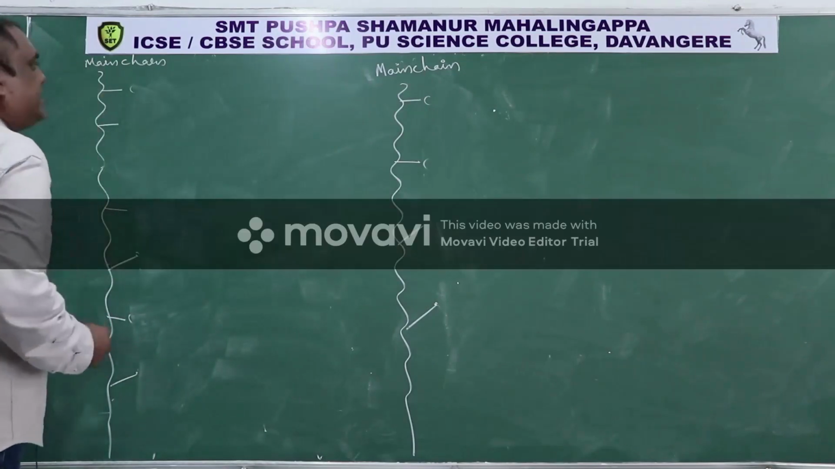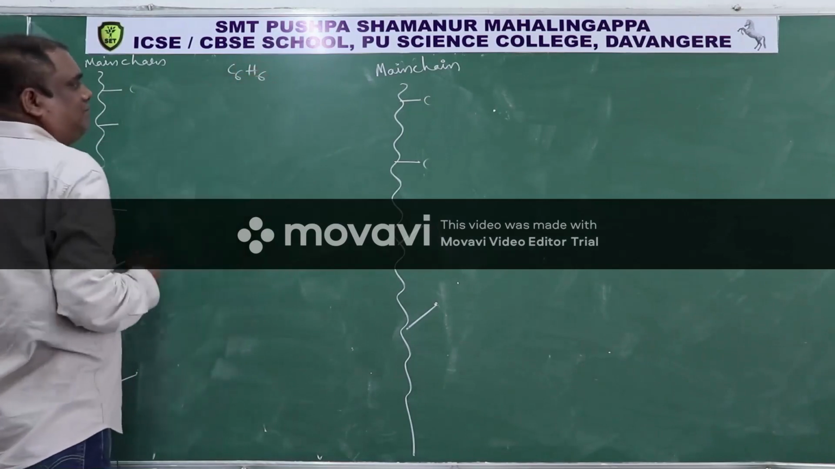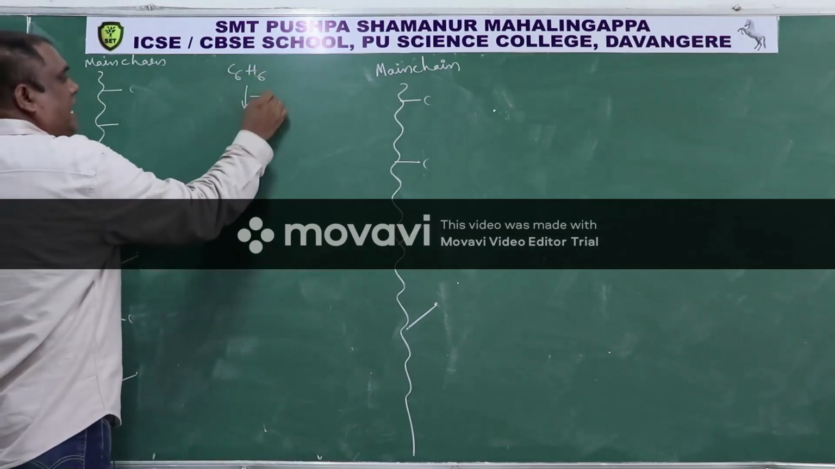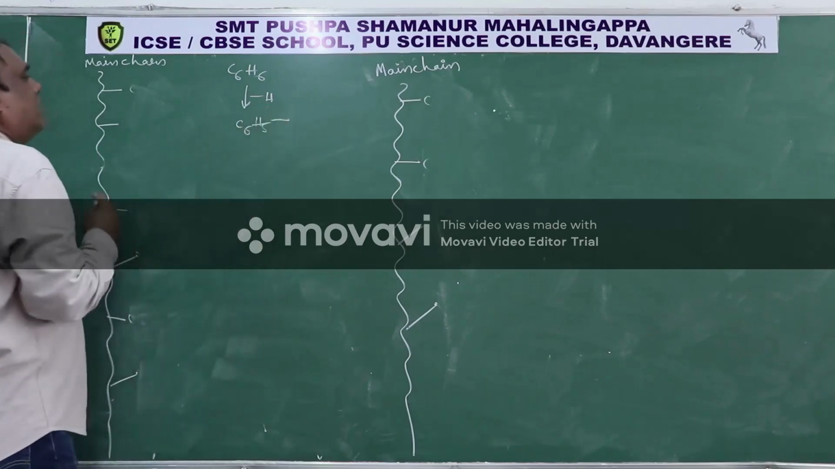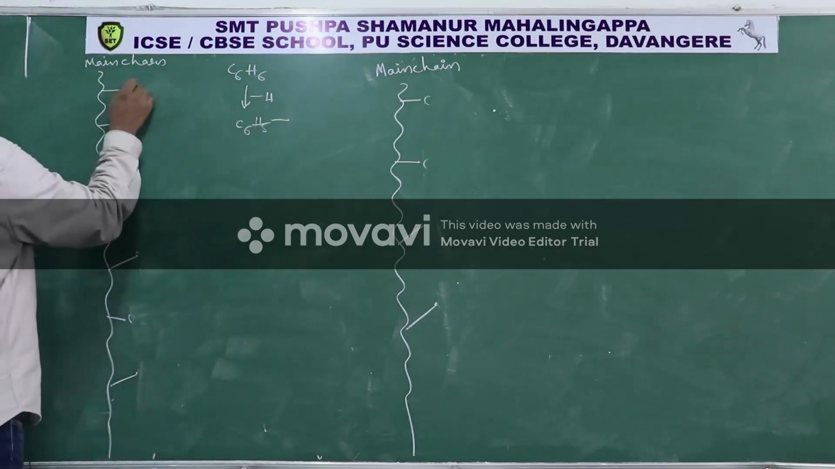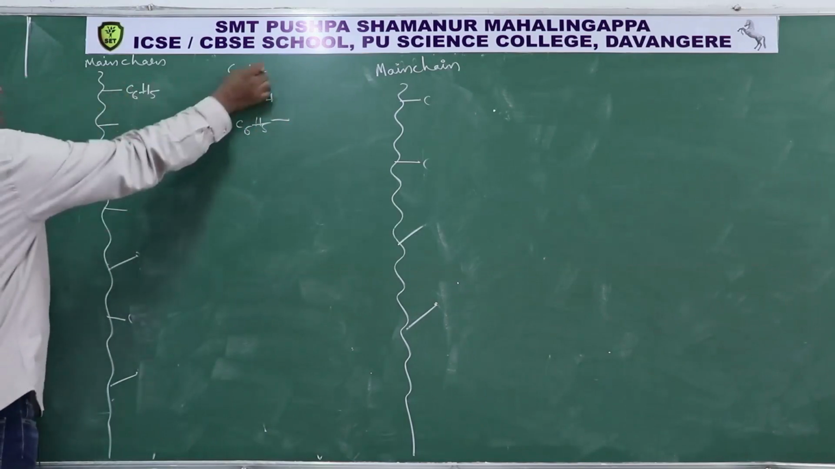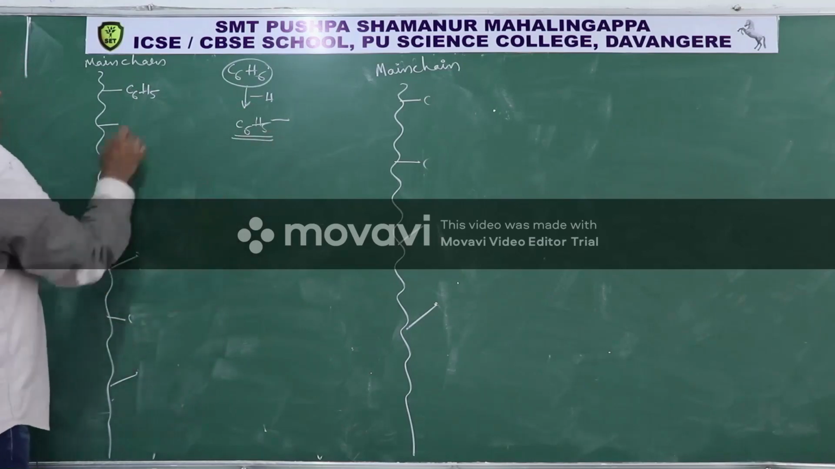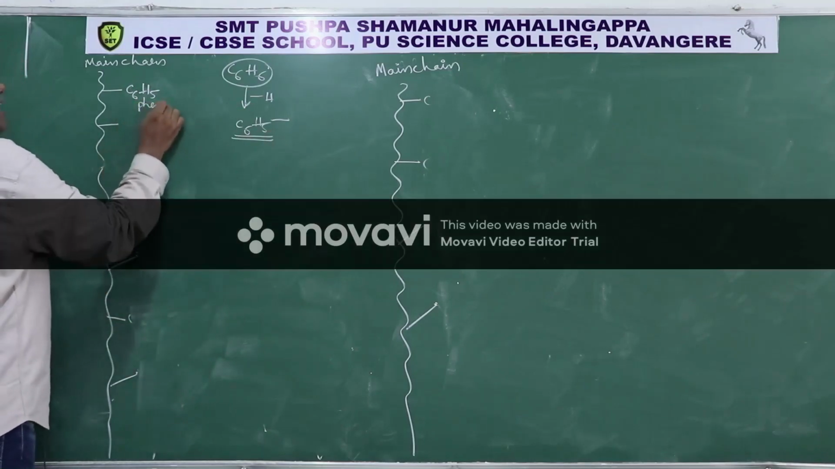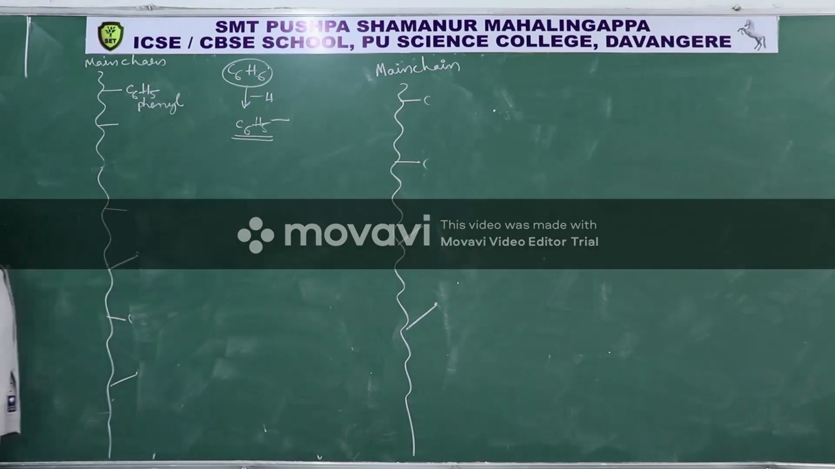Again, say this is the main chain. C6H6 is benzene. From this, if I remove one hydrogen, it will become C6H5 with a hanging bond. So if I attach this here, it becomes C6H5. So this is benzene. When you remove a hydrogen, the remaining group is called the phenyl group. Therefore it is called a phenyl side chain. So the prefix becomes phenyl.